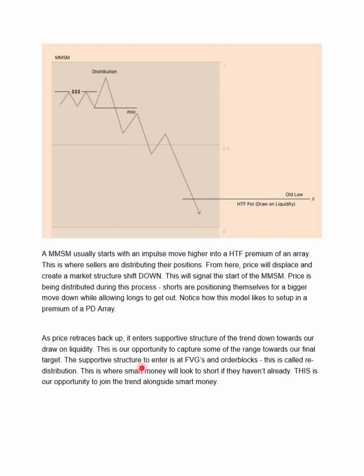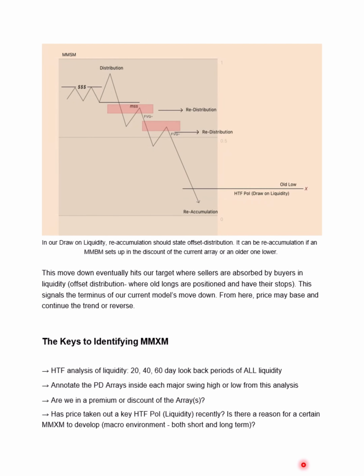Okay, the supportive structure to enter is at the fair value gaps and order blocks. So before entering a trade, just identify the order blocks or the fair value gaps. That's where you will rejoin the sellers, but don't just go into the market blindly. This is called redistribution. This is where smart money will look to short if they haven't already. This is our opportunity to join the trend alongside smart money.